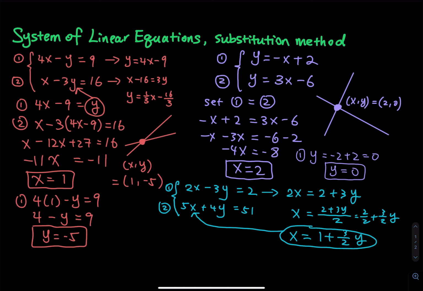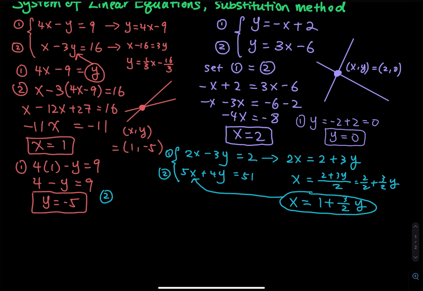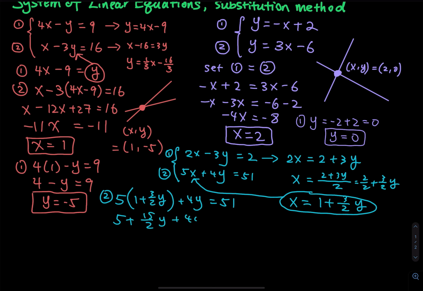So what does number 2 become? So number 2 becomes, let's move up. So we have 5, and then times x. X is 1 plus 3 over 2 y, and then plus 4y equals 51. And then now we solve for y. You distribute 5, so you have 5 plus 15 over 2 y. And then plus 4y equals 51. Subtract 5 on both sides. 51 minus 5 equals 46.